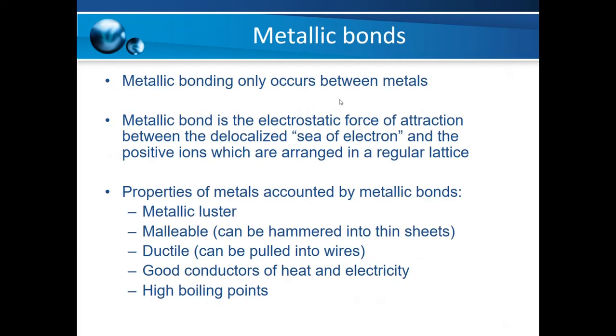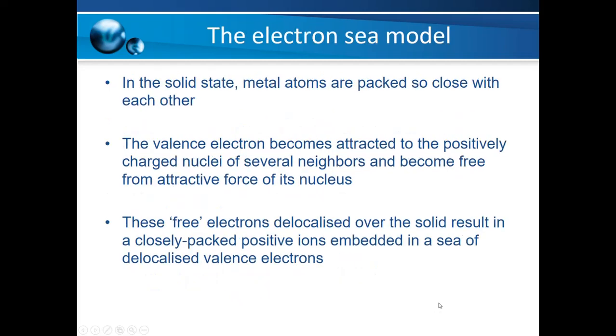Okay, what is a metallic bond? Metallic bonding only occurs between metals. Metallic bonding is the electrostatic force of attraction between the delocalized sea of electrons and the positive ions which are arranged in a regular lattice. And properties of metals accounted for by metallic bonds are metallic luster, malleable, which means it can be hammered into thin sheets, and ductile, can be pulled into wires, good conductors of heat and electricity, and high boiling point.